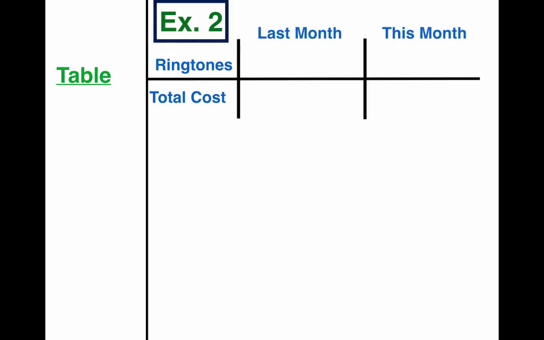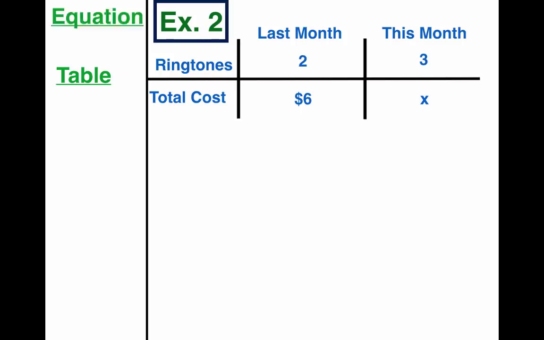So let's say you had a monthly bill, and last month and this month you were comparing your bill. Last month you bought 2 ringtones for your phone, and you spent $6 on them. This month you bought 3 ringtones, and the question is, how much money did you spend this month? We're going to call that X. This is a proportional problem.